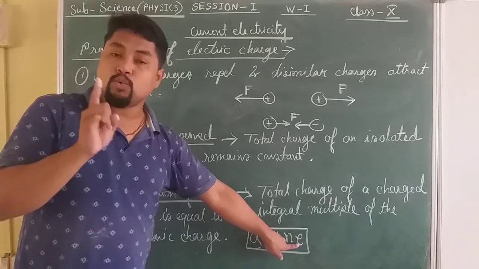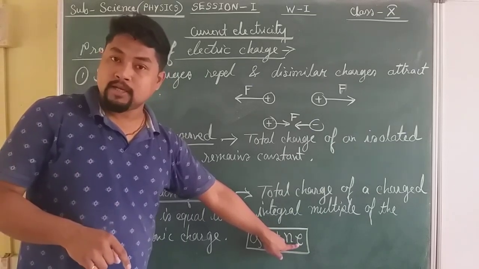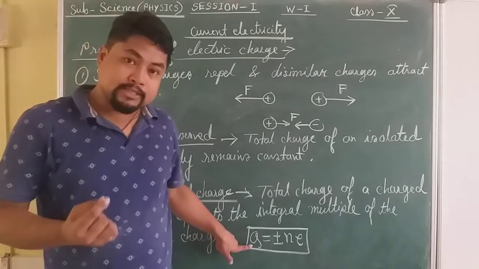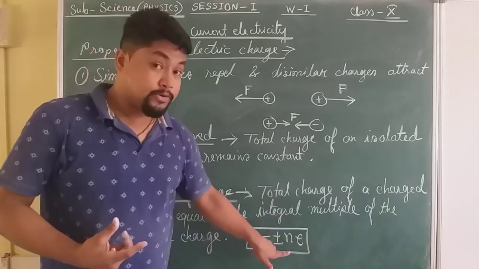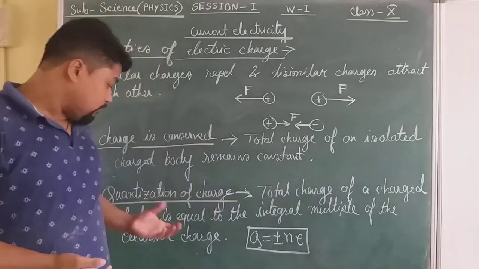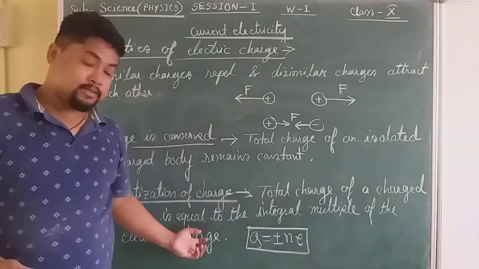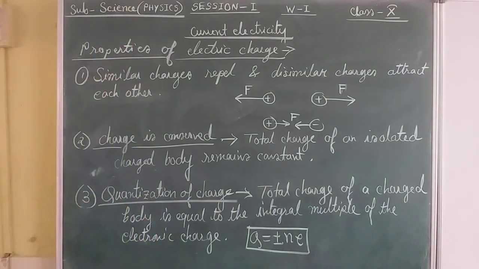The charge of an electron is 1.6 into 10 to the power minus 19 coulomb. The SI unit of electric charge is coulomb. If the body contains positive charge, then it is plus n, and if the body contains negative charge, then the total charge is equal to minus n into E. So the statement of quantization of charge is: the total charge of a charged body is equal to the integral multiple of the electronic charge. These are the properties of electric charge.